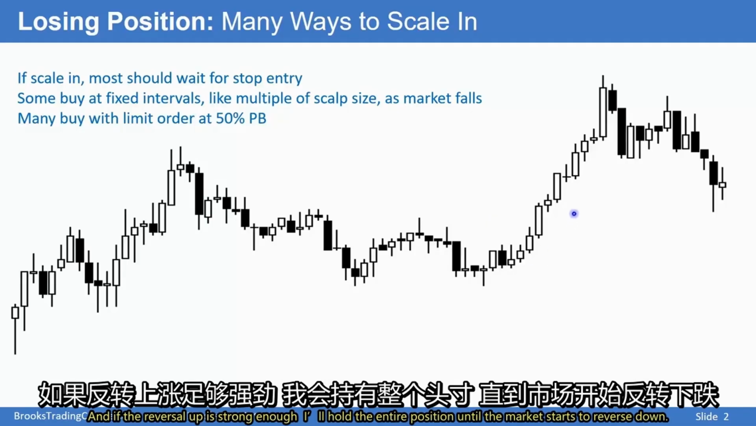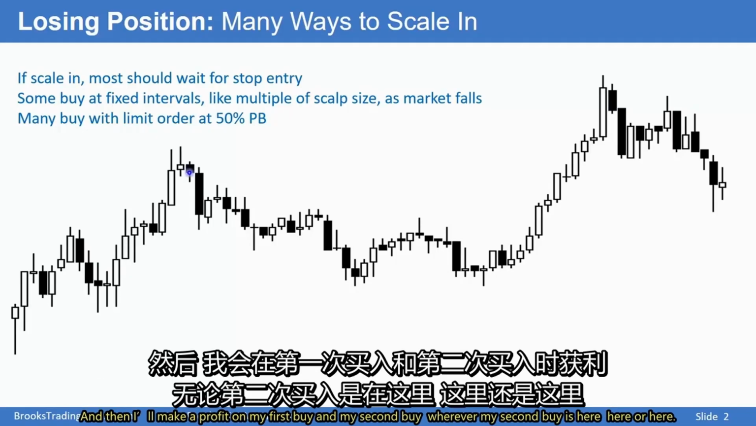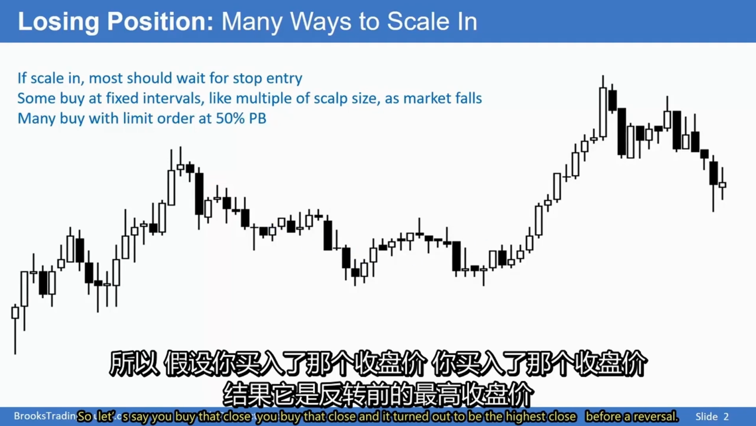And if the reversal up is strong enough, I'll hold the entire position until the market starts to reverse down, and then I'll make a profit on my first buy and my second buy, wherever my second buy is, here, here, or here. So let's say you buy that close. You buy the close and it turned out to be the highest close right before a reversal.